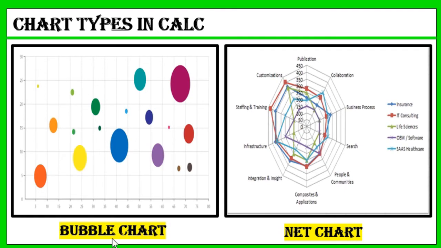What is the use of bubble chart, children? Bubble chart is also a kind of XY scatter chart. It represents the value of a third variable. That is, bubble chart uses sets of X values, Y values and Z values. What is net chart? Net chart is specifically used upon stocks and shares. It connects the data points of X, Y, Z values.